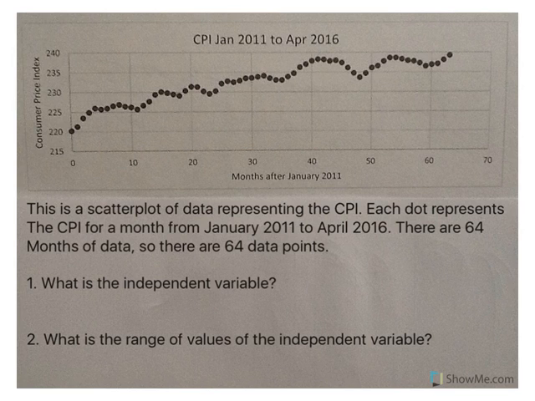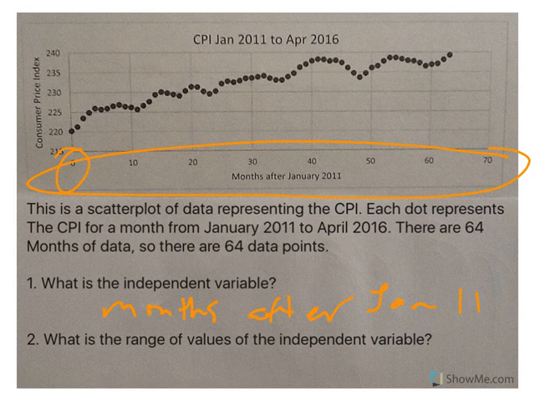Now, what is the independent variable? Well, as you know by now, the independent variable runs on the horizontal axis, and so the independent variable is months after January of 11. I don't know why I put a 0 there. And what's the range of values for those? Well, starts at 0, goes to 70. So 0 to 70, and those are in terms of months. We're going to get to that again later.